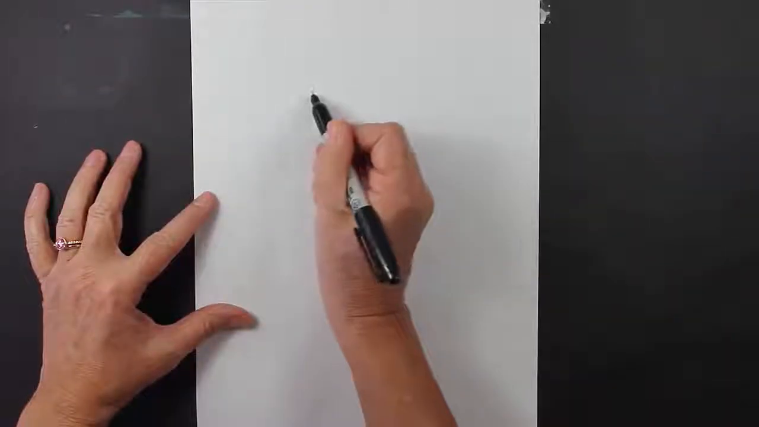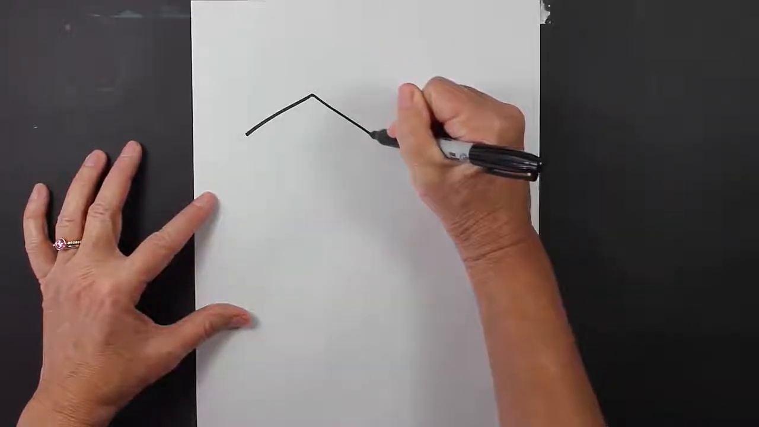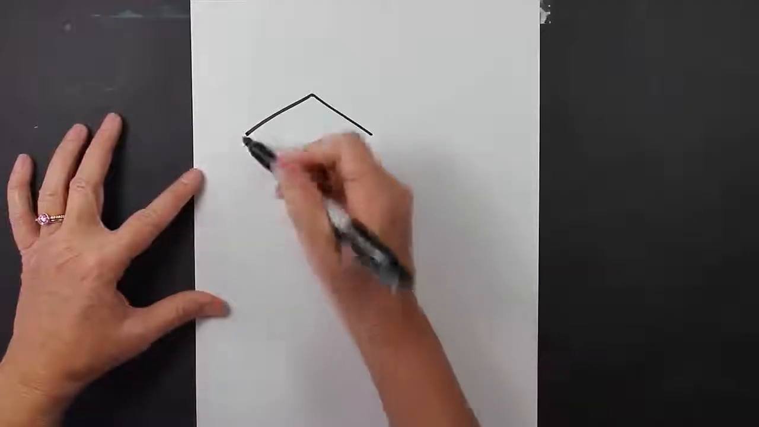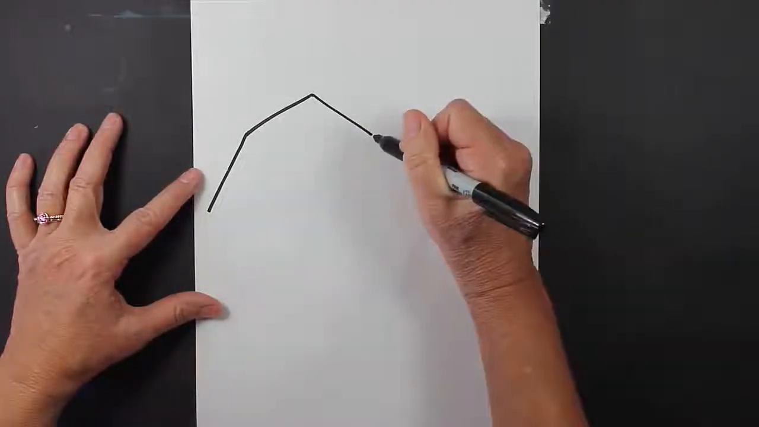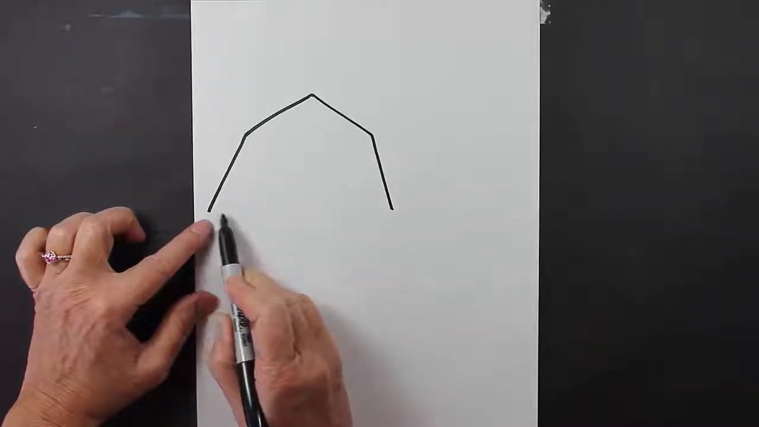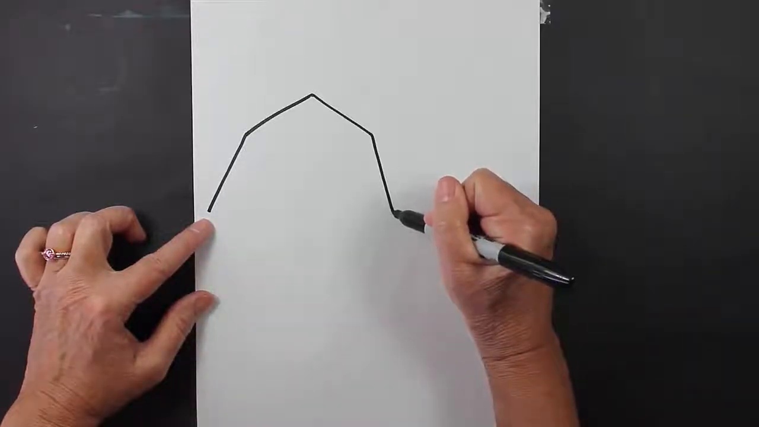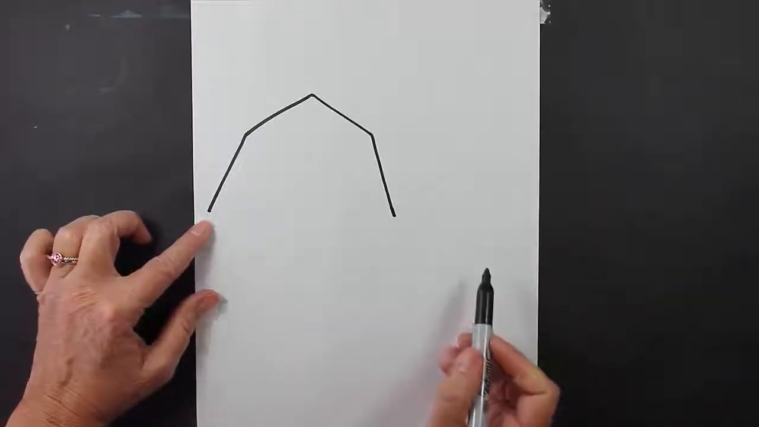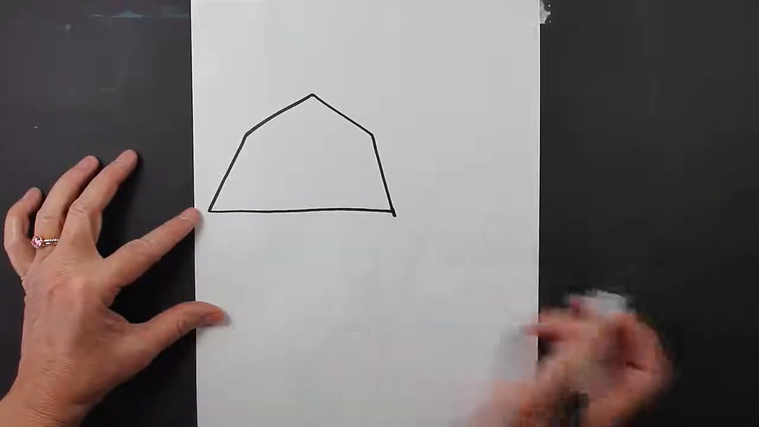From this dot, we're going to make a diagonal line and a diagonal line. And then we are going to make another diagonal line coming down like this. And you want to make sure that your two diagonal lines end up about the same. I think I need to extend this one just a little bit more. There we go. Now let's close this up like this.